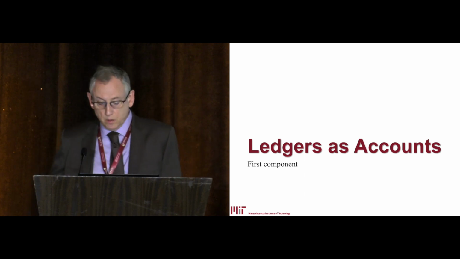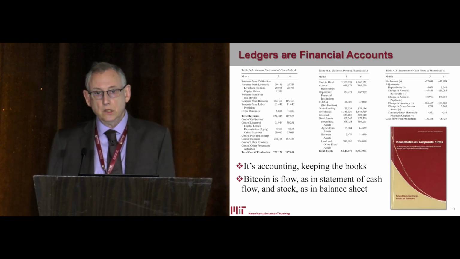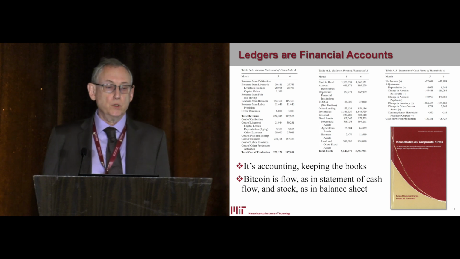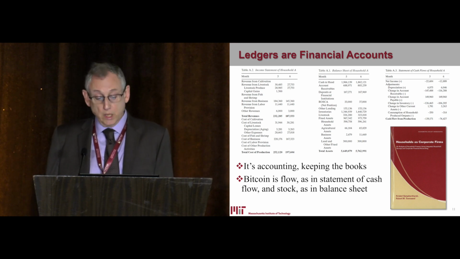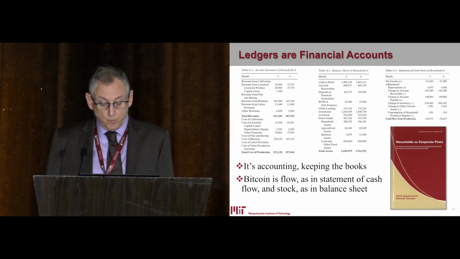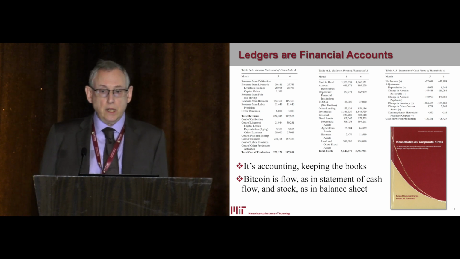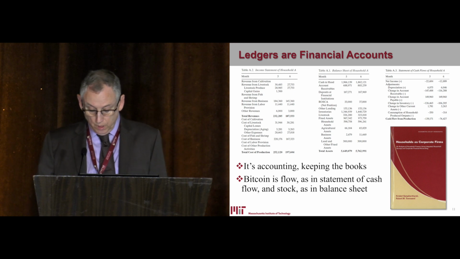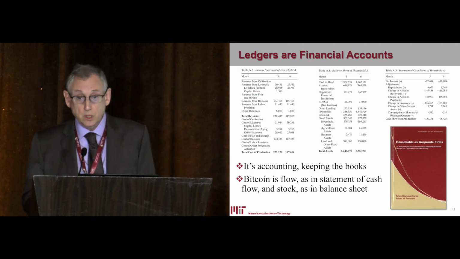Okay, so first component part, ledgers, as in distributed ledgers, meaning accounts, financial accounts. Ledgers are financial accounts, which may be a big turnoff. Maybe that's why people refer to these things as Bitcoin or blockchain, as opposed to saying we're going to do some accounting. But accounting is a central part of the ledgers, hence the name, keeping the books. Bitcoin is both a stock and a flow. If you're conceptualizing it, Bitcoin in some value would appear in a balance sheet, and the flow would appear if the transaction takes place in the statement of cash flow. And the income statement, statement of cash flow, and the balance sheet are the three standard financial accounts.